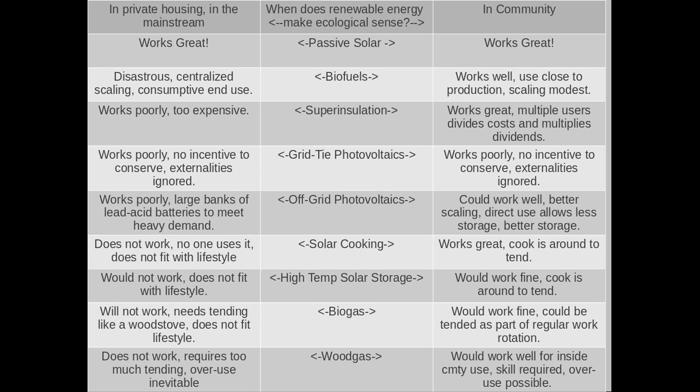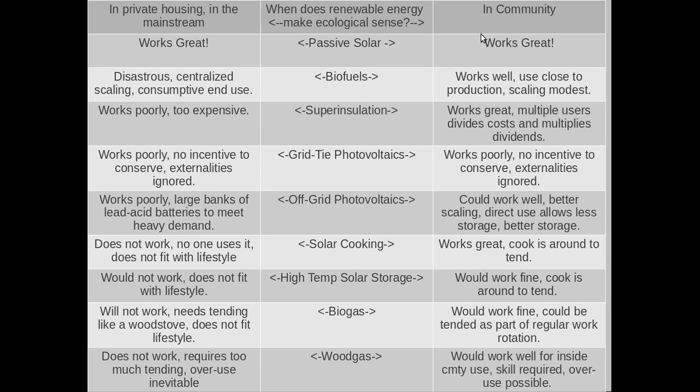So here's a slide with a bunch of words on it. I promise you I will move through this quickly and efficiently. This central column is a list of renewable energies. The left-hand column is how well this renewable energy works in private housing and the ordinary American economy, and the right-hand column is how well that technology works at a village level or a community level or with shared use. So let's go down the list here.